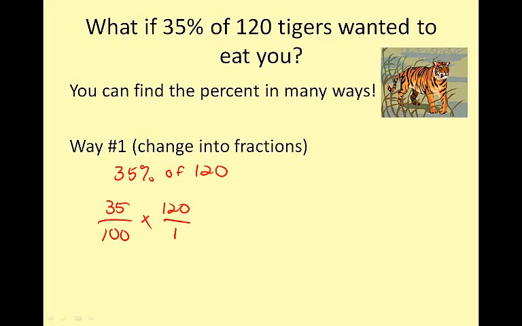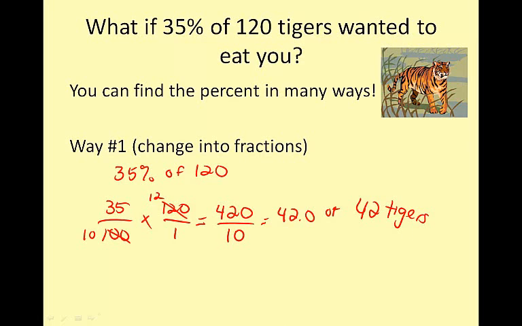Now some of you can simplify before you solve. We can divide both of these by 10, and that would make this 10 and this 12 if we wanted to do that. And that would be 35 times 12, which is 420 over 10. And remember, if it's over 10, that means I need a tenths place, so my decimal would be 42.0, or we could say 42 tigers want to eat you.